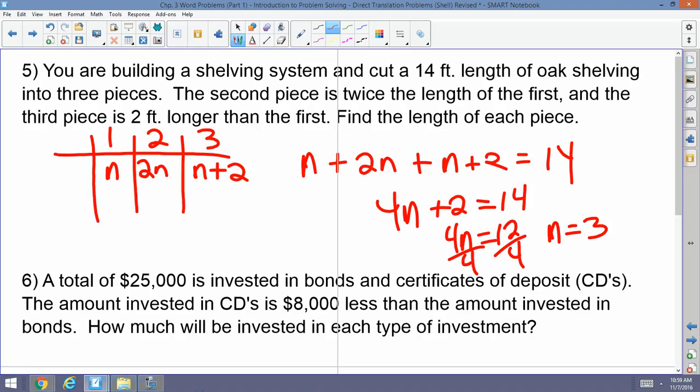So I want to find the length of each piece. Piece 1 is 3 feet. Piece 2 is 6 feet. Piece 3 is 5 feet. And that's my answer.